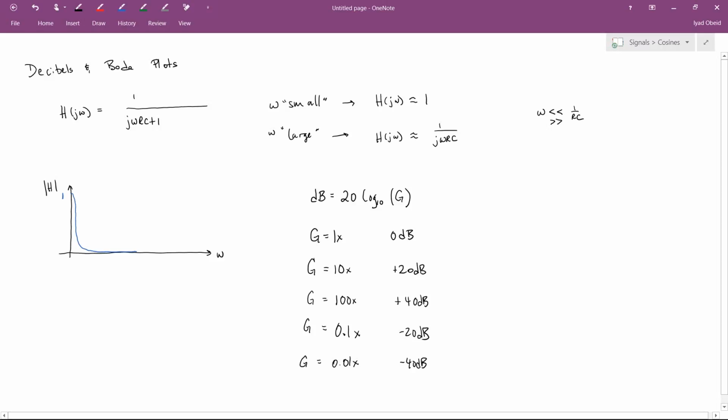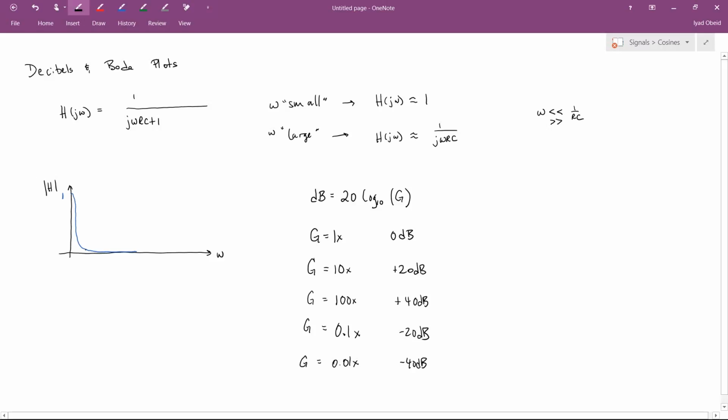And I'll remind you that at small frequencies, specifically frequencies that are a lot smaller than 1 over RC, that transfer function is roughly equivalent to the constant 1. And at high frequencies, the transfer function is roughly equivalent to 1 over j omega RC. If I were to take that and plot it, you'd get this plot over here on the left.